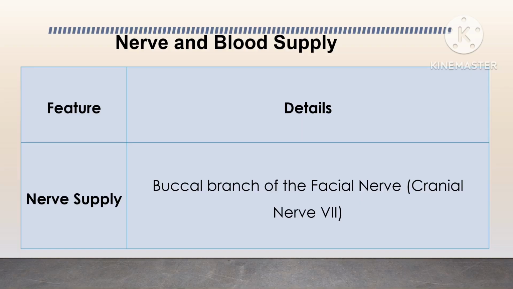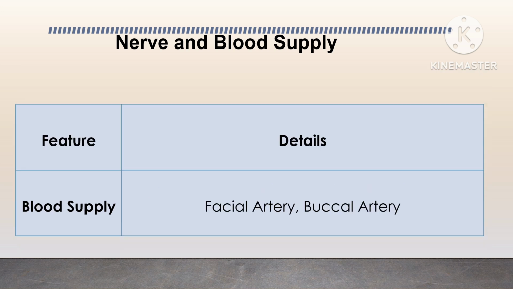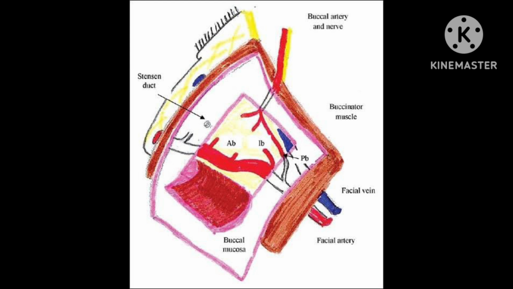Buccinator's sensory innervation comes from the long buccal nerve, which is a branch of the maxillary division of the trigeminal nerve, and motor innervation of the muscle is via the temporal and the cervical divisions of the facial nerve. The buccinator muscle receives blood from the buccal, facial and posterior superior alveolar arteries, which form a rich anastomosis on the lateral surface and within the muscle fibers as well.